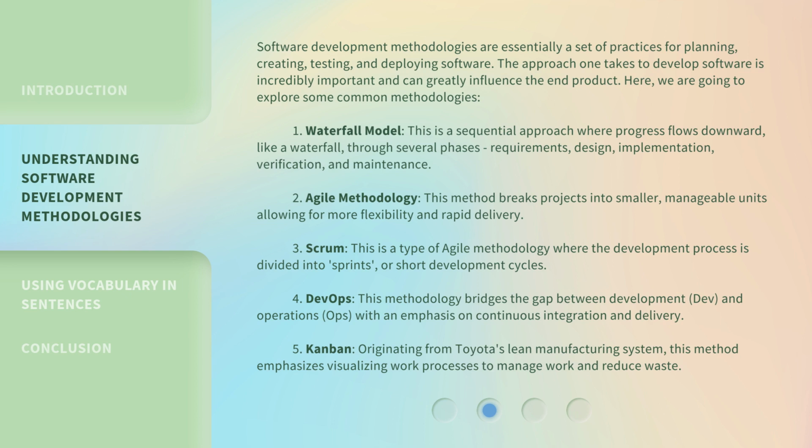3. Scrum. This is a type of agile methodology where the development process is divided into sprints, or short development cycles. 4. DevOps. This methodology bridges the gap between development, dev, and operations, ops, with an emphasis on continuous integration and delivery. 5. Kanban. Originating from Toyota's lean manufacturing system, this method emphasizes visualizing work processes to manage work and reduce waste.